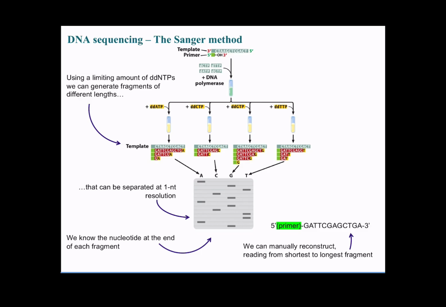Okay? Cool. So this slide, that again you don't have right now but you'll see posted in Canvas later, summarizes the whole process. Using a limited amount of dideoxy NTPs, we can generate fragments of different lengths. Then we run them on a polyacrylamide gel to separate at one nucleotide resolution. We know the nucleotide at the end of each fragment. So then we go from the shortest fragment to the longest, and just looking at which lane a band comes in, we can deduce the sequence. So we can manually reconstruct, reading from shortest to longest. Okay?